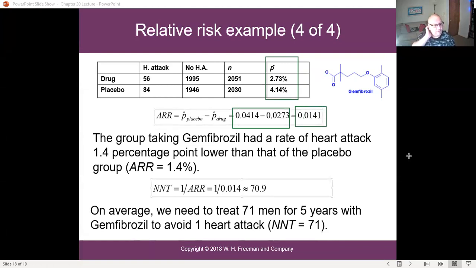And you could say there's 1.4 percentage points lower in the drug group than there was in the placebo group. Now, if we flip 0.014 like this, you're going to get 70.9. What is 70.9? That is the number needed to treat in order to believe that you will stop one more heart attack from happening with your drug. So on average, we need to treat about 71 men for 5 years with drug G to avoid one heart attack.